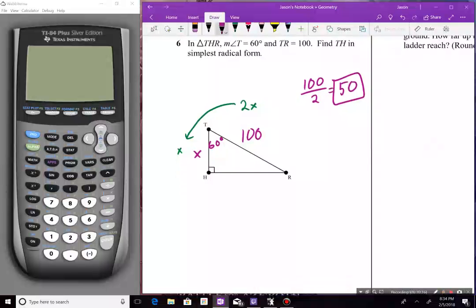Now, if we were to take this and then try to find the other side, what we'd have to do is go to x square root 3. So what we'd have here would be 50 times the square root of 3, which is a perfectly good number, 50 square root 3.